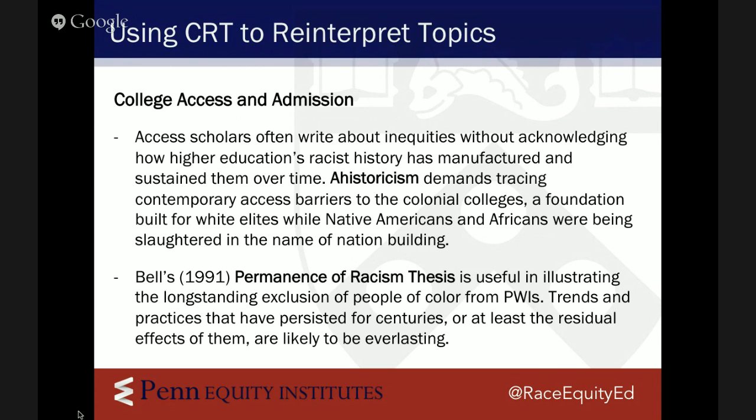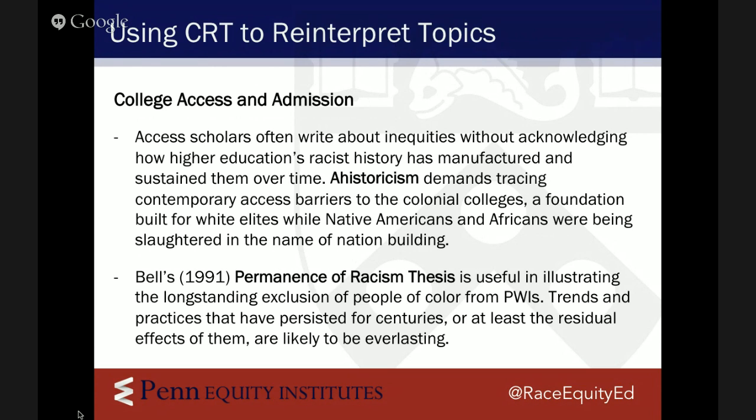Now, Bell makes clear that that doesn't mean that we shouldn't try our hardest to fight against it, to try to dismantle it, to try to call attention to it, bring about policy and structural changes to do what we can to lessen the effects of it. But racism itself is a permanent feature of the U.S. So therefore, in the higher ed literature, and more specifically in the areas of college access, that permanence of racism thesis is really useful in illuminating the long-standing exclusion of people of color from predominantly white institutions.